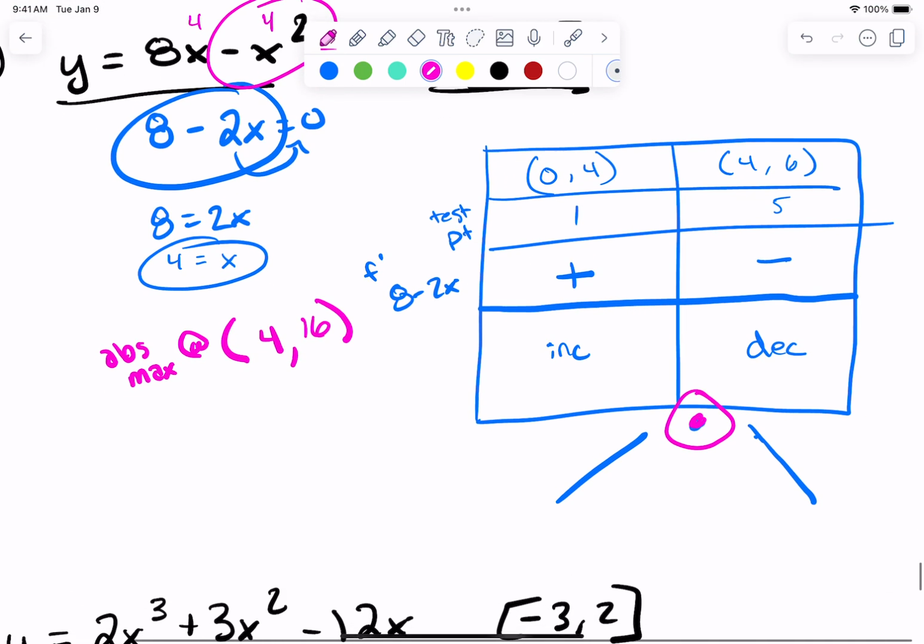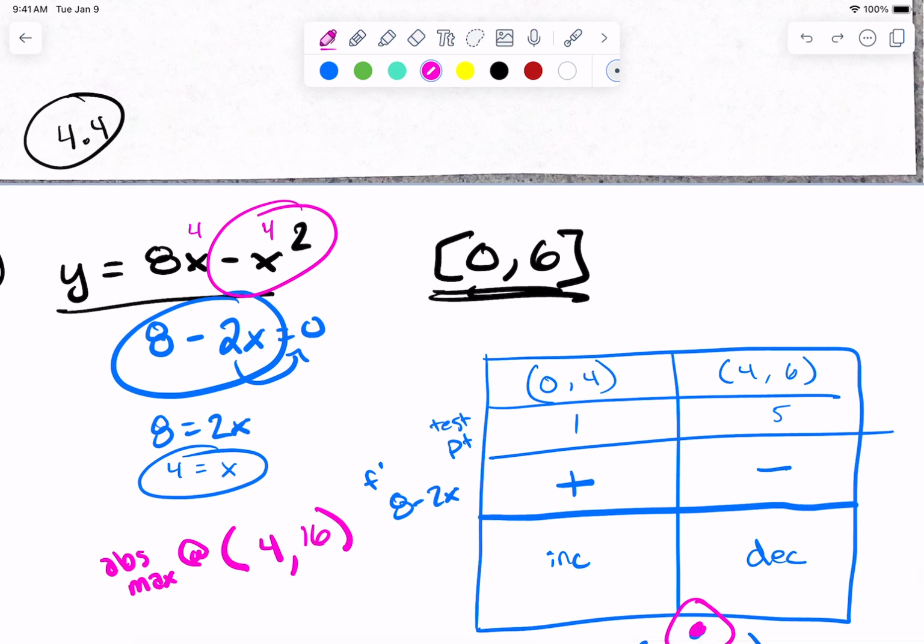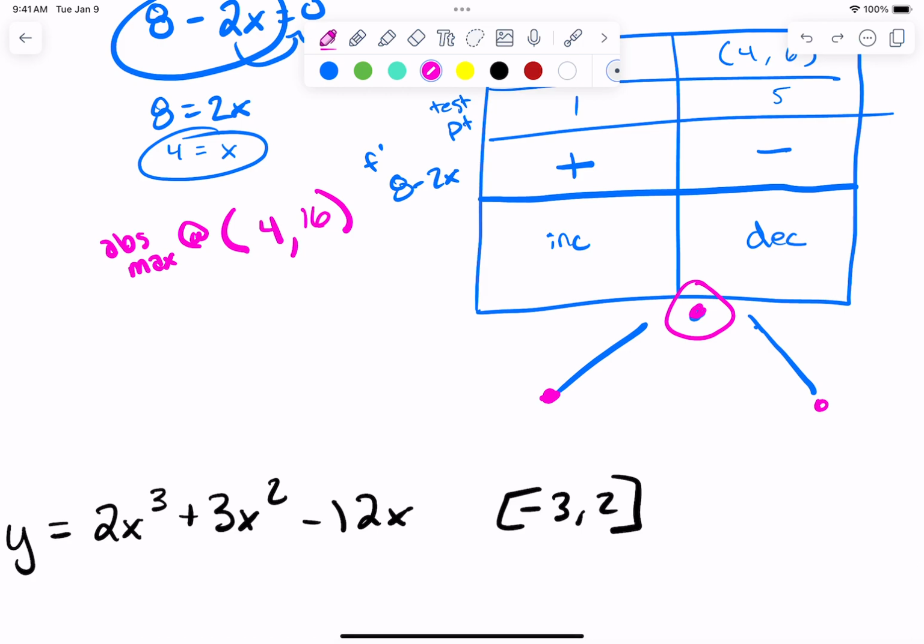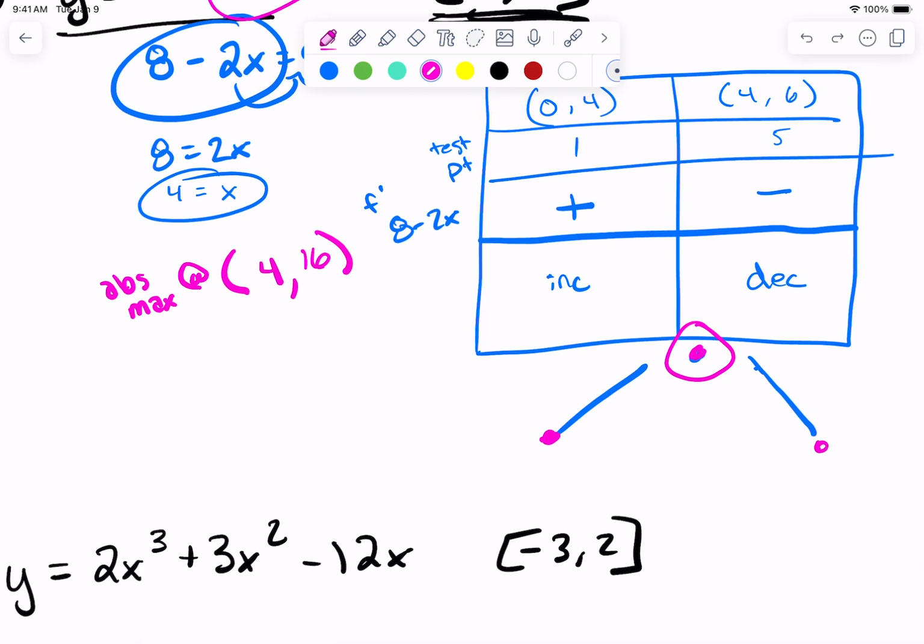Now we've got to decide, these 2 are my minimums, but are they both absolute minimums? Is one a relative minimum? Isn't it just no abs min and only abs max? If he continued on forever in this direction, he would not have an absolute minimum. But because he's on a closed interval, where 0 and 6 are endpoints, we will have an absolute minimum. But how do I find out which one is lower? We plug them in.